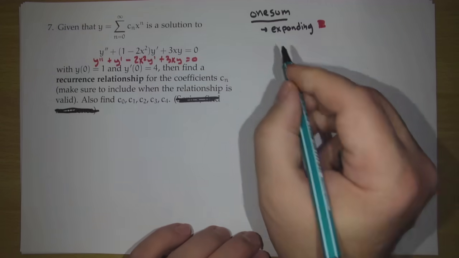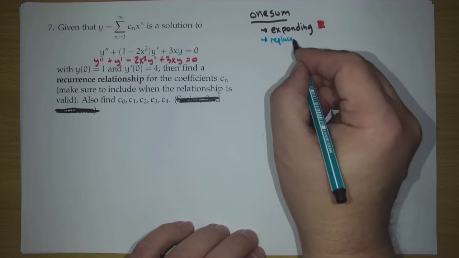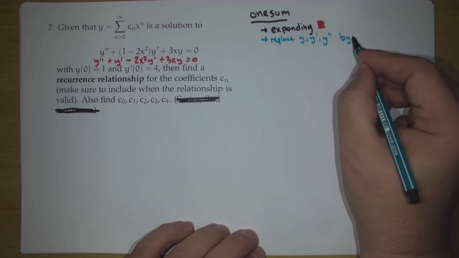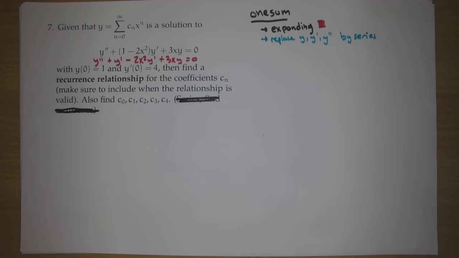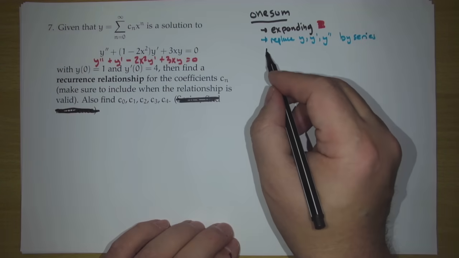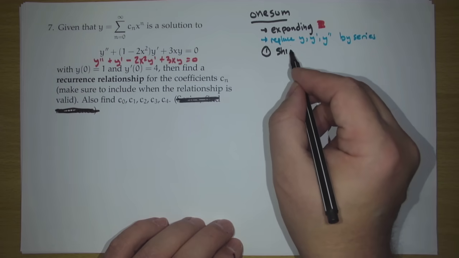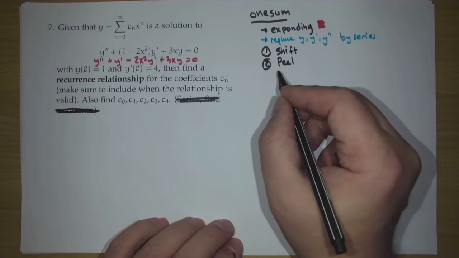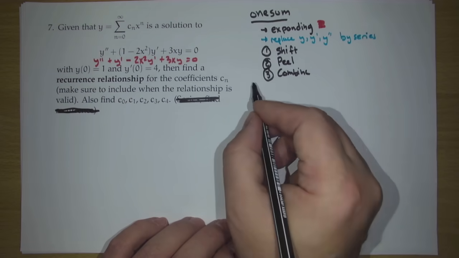After we've done our expanding, we're going to replace our y prime, y double prime by our series. And we'll do that in a second, because then comes the fun part. It's our 3-step process, and this is how I like to think of it. We're going to shift so all our powers agree. We'll peel off any terms at the start that we need to, and then we combine. And we have our one sum.